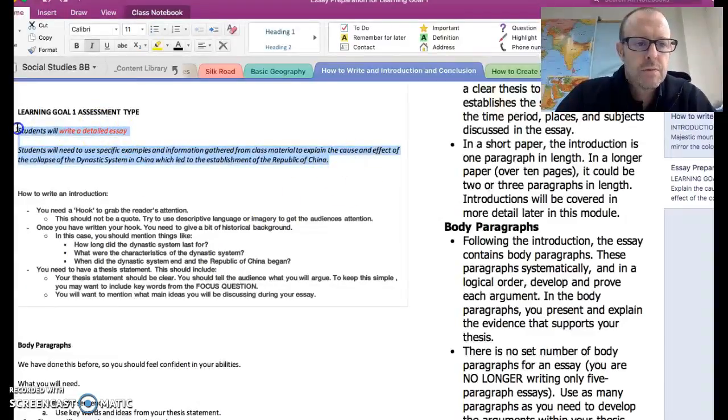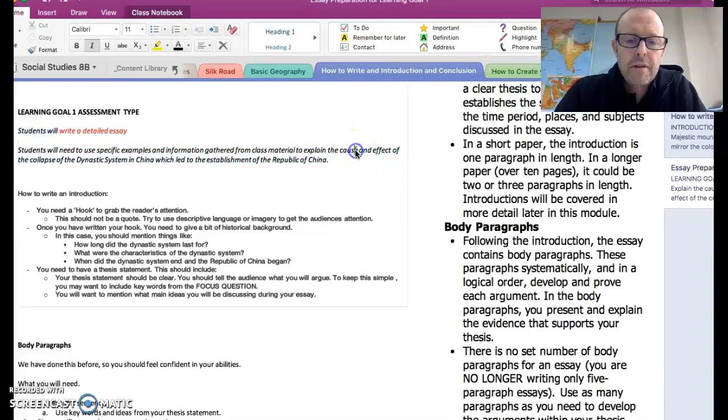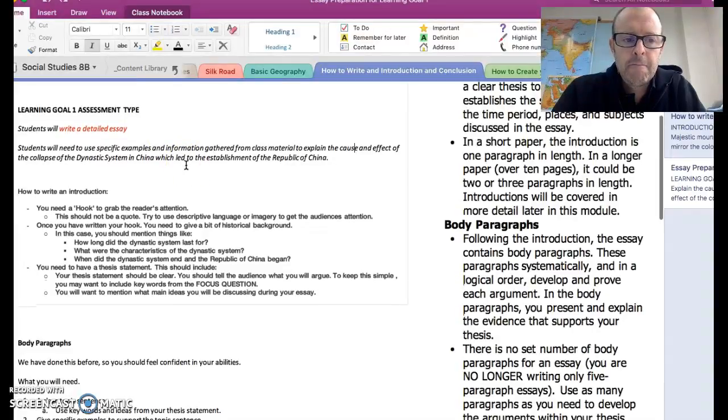So it says students will write a detailed essay. So that's going to include an introduction, body paragraphs, and a conclusion. The amount of body paragraphs is going to be up to you. So you will need to use specific examples and information gathered from class material to explain the cause and effect of the collapse of the dynastic system in China, which led to the establishment or creation of the Republic of China. So think about all the things that we've done that caused the dynasty to collapse. So think of all the examples, and we'll go through that in the lesson later on.